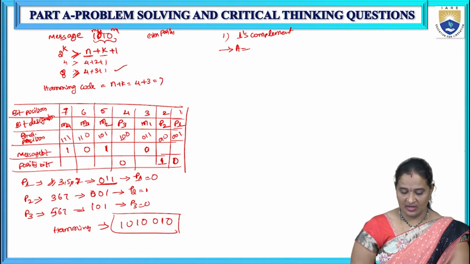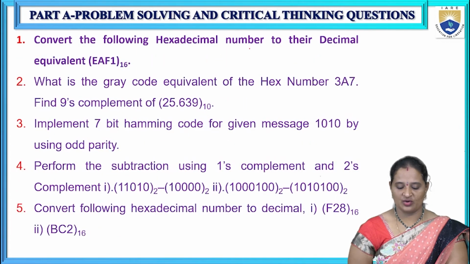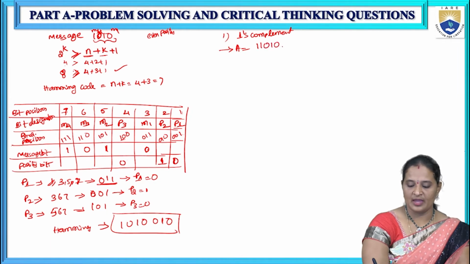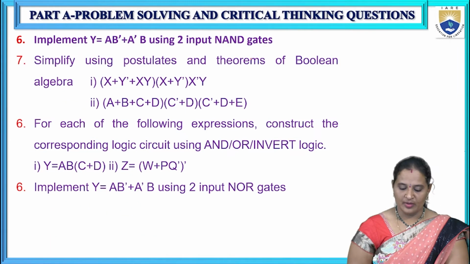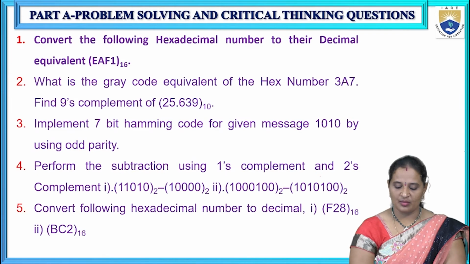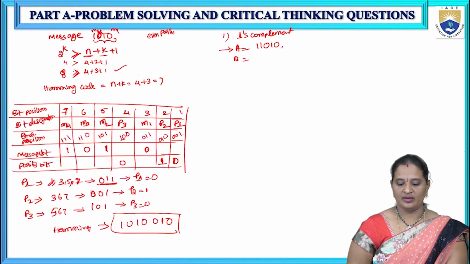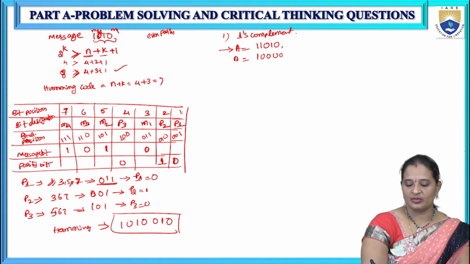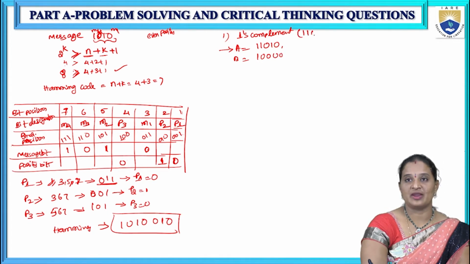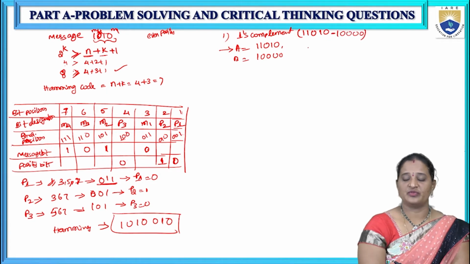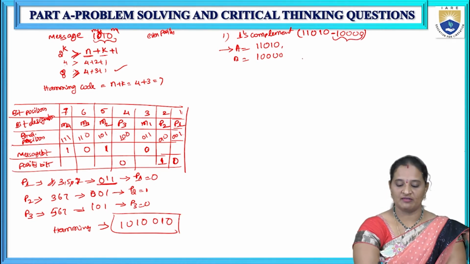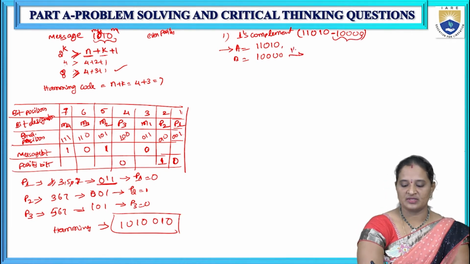We consider A as 11010, and B is 1000. So we are performing the subtraction 11010 minus 1000. We need to get the 1's complement of the negative number. What is the 1's complement of this number?